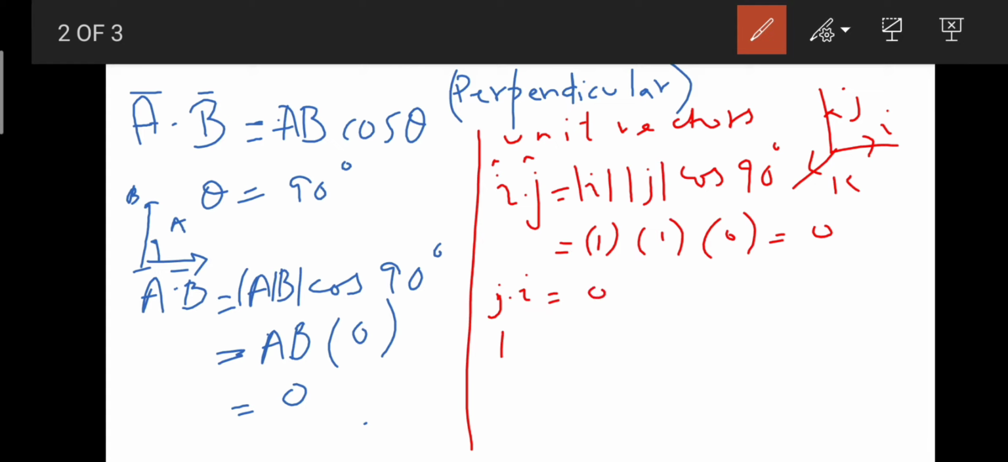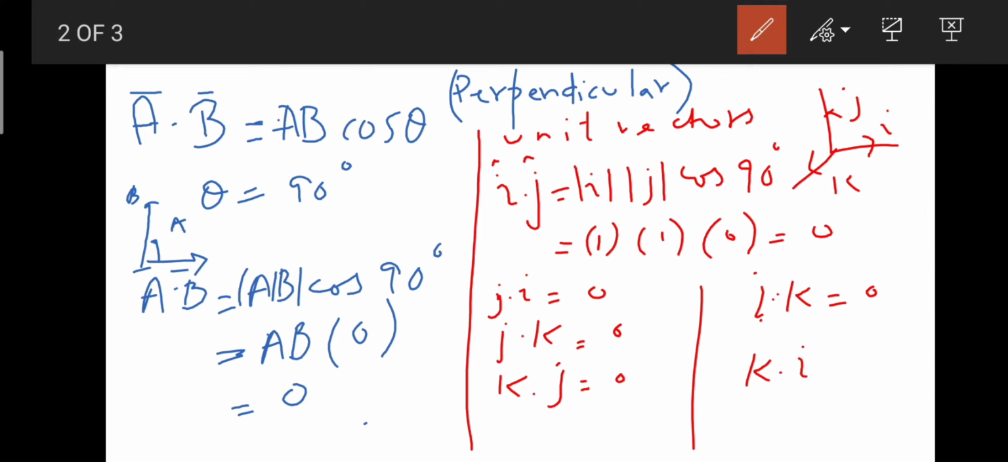That means j dot k equals 0. That means k dot j equals 0. That also means that we have i dot k equals 0 and k dot i equals 0. So these were the cases in which we have taken the perpendicular vectors and we get the result equal to 0, and when we have taken it in terms of unit vectors, then we see that for all the perpendicular unit vectors the answer is equal to 0.